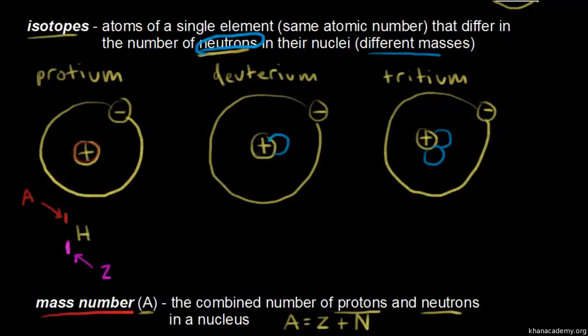So let's draw one for deuterium. It's hydrogen, so we put an H here.